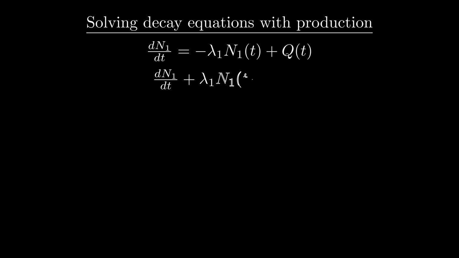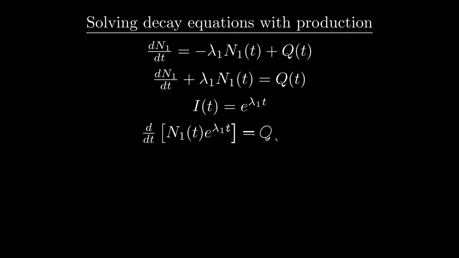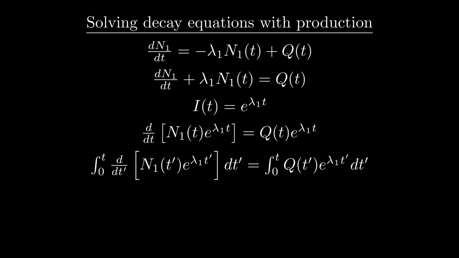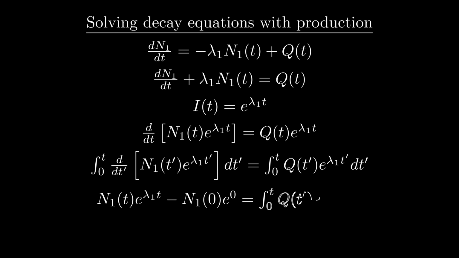Now if we get the production term by itself on the right-hand side of the equation, we end up with something very similar to the decay equation we solved just a minute ago. Our integrating factor is the same, e to the lambda 1 t, and if we multiply it into both sides and factor the left-hand side, we get the following relationship. From here, it's just a matter of integrating both sides from 0 to t, and then we solve for N1 of t.